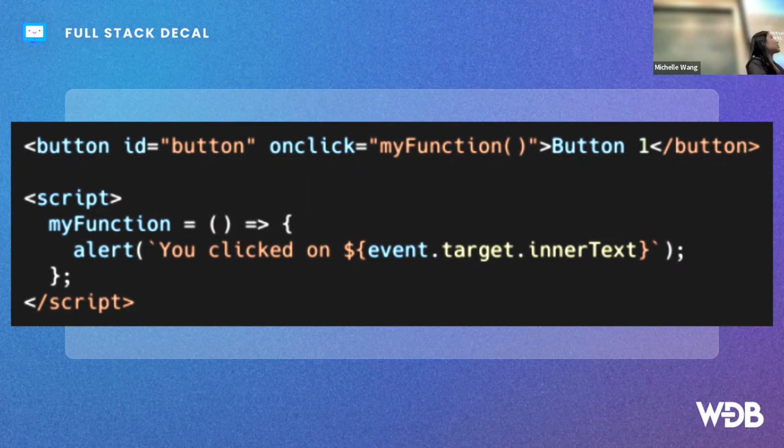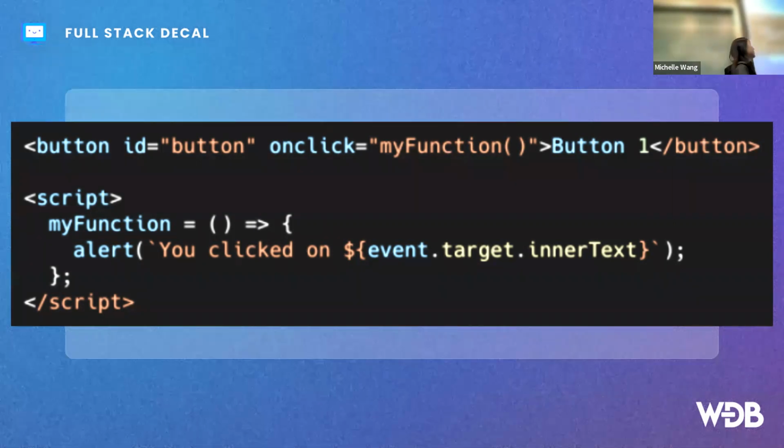But the drawback is that if you also want to have an on hover, a function that happens when you hover on the button, you can't do that with an inline event handler because you can only have one. And if you try to put another one, it'll just override the one before it.